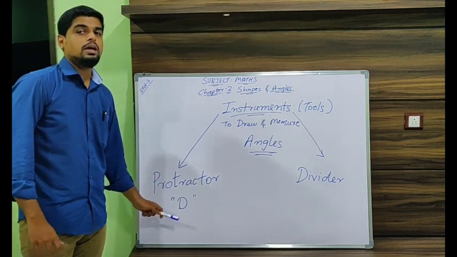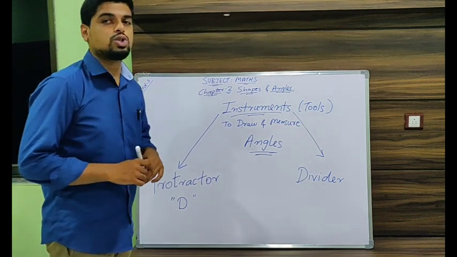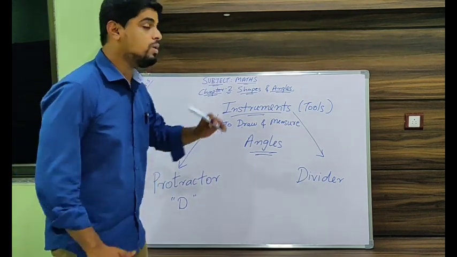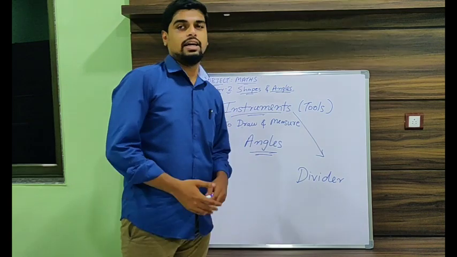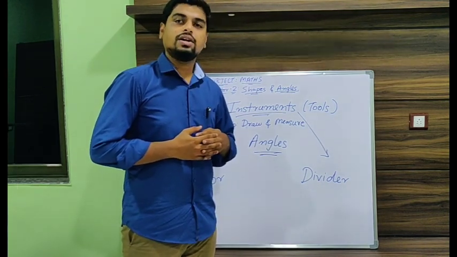Why is it called D? Because it has almost a D shape. And another one is the divider. We will see what is a protractor and what is a divider.